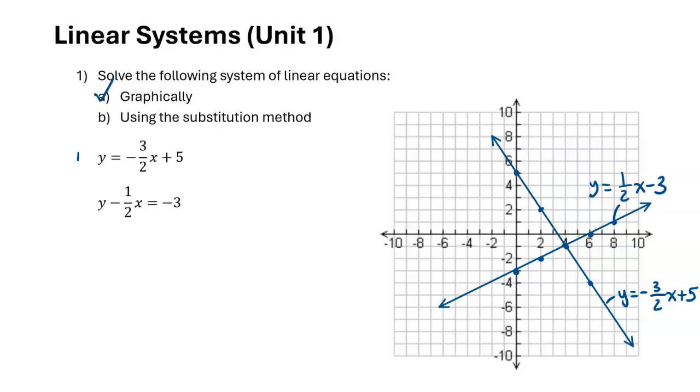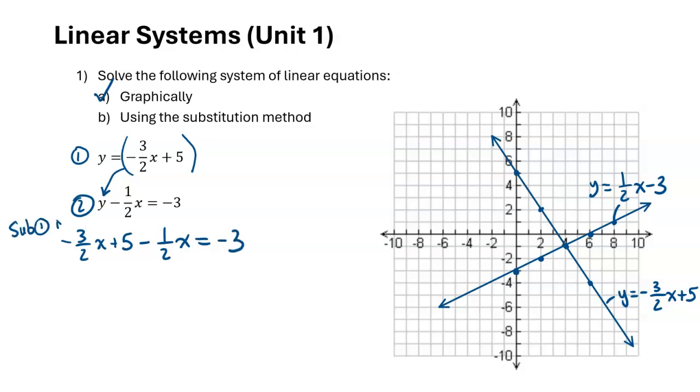Let's talk about the substitution method. So we're labeling the equations 1 and 2. And we're going to take that first equation because y is already isolated, and we're going to substitute everything that y is into equation number 2. So where we had the y, we're going to put -3/2x plus 5, and then we're going to continue equation 2 with minus 1/2 x equals -3. So we've substituted equation 1 into equation 2.